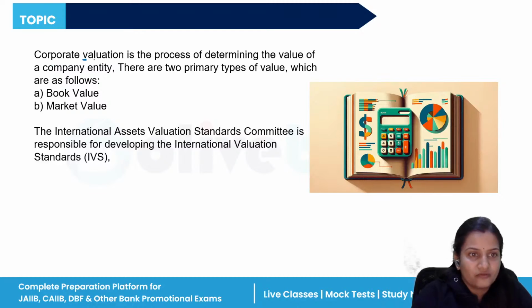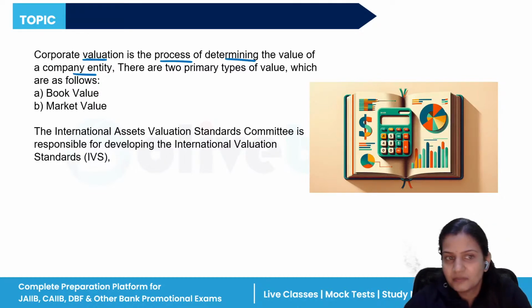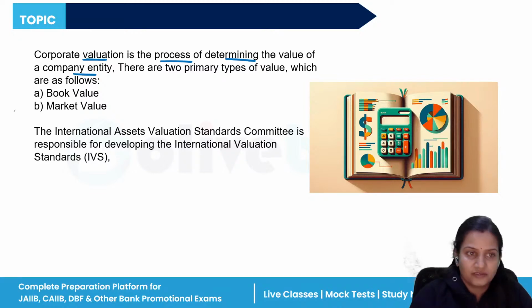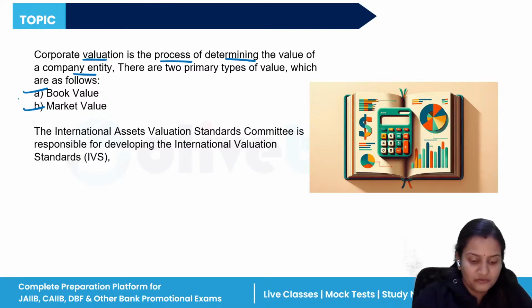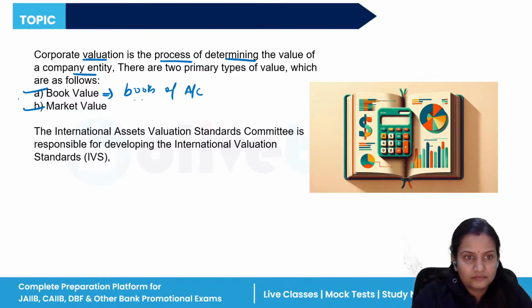Now, corporate valuation is the process of determining the value of a company entity, and this can be done in two ways. One is the book value and another one is the market value. If you want to purchase any company, you need to calculate the worth of that company. You can calculate the worth with the help of two processes. One is the book value. Book value means what? The value which is mentioned in your books of account. That is the book value.